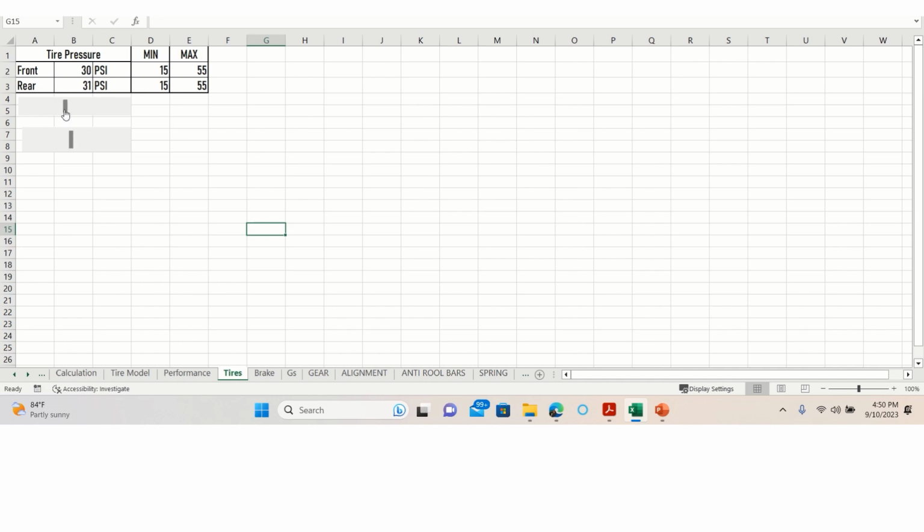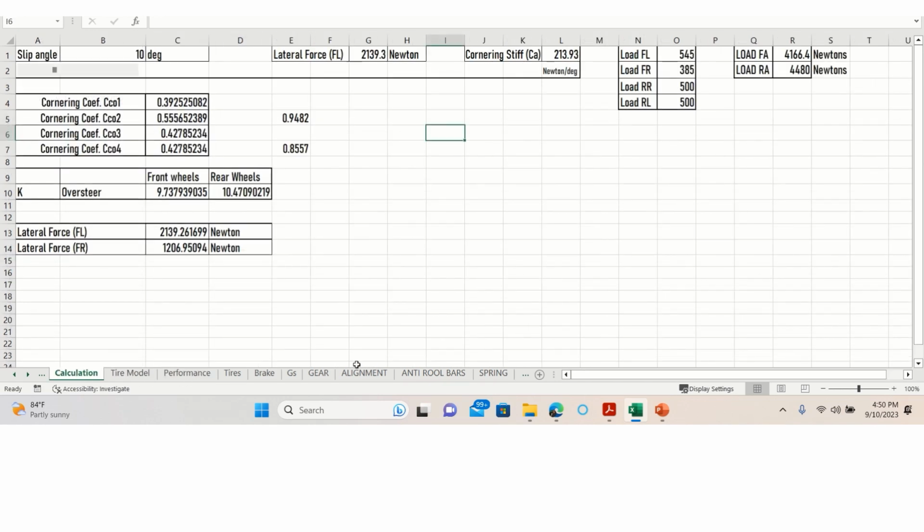So let's bring down the tire pressure values to 32 psi for both front and rear. Max and the min value you can see. So let's get onto the calculation tab. As you can see right now, we have our slip angle at 10 degrees. So 10 degrees, if you ask me, is high enough, I think beyond the peak. But right now, for 10 degrees, we have the vehicle oversteering, a slightly higher tendency to oversteer.